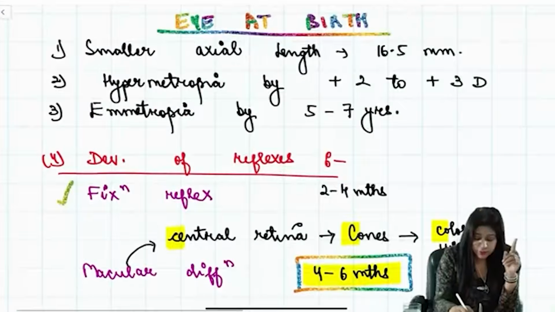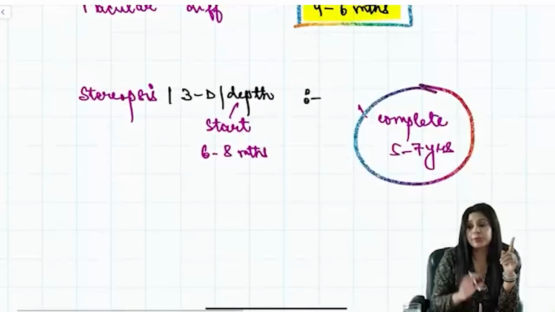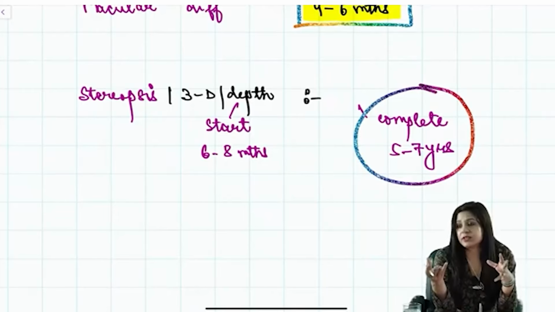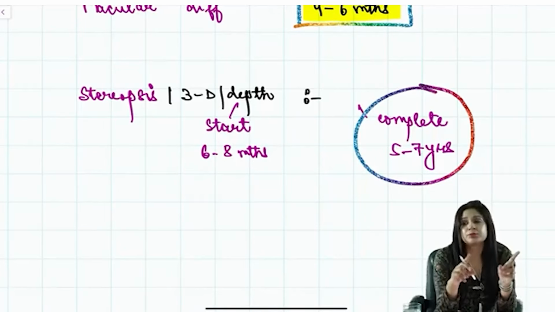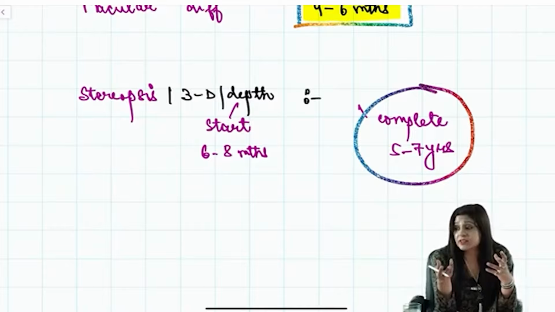Now, emmetropia is also attained by 5 to 7 years, and stereopsis also comes by 5 to 7 years. So total visual maturity, the final visual maturity, comes by 5 to 7 years. This is the time when a baby can go to school, for admission in the nursery class.